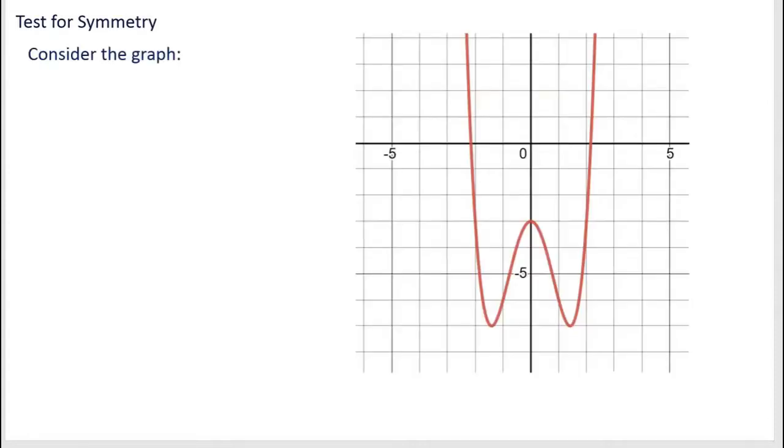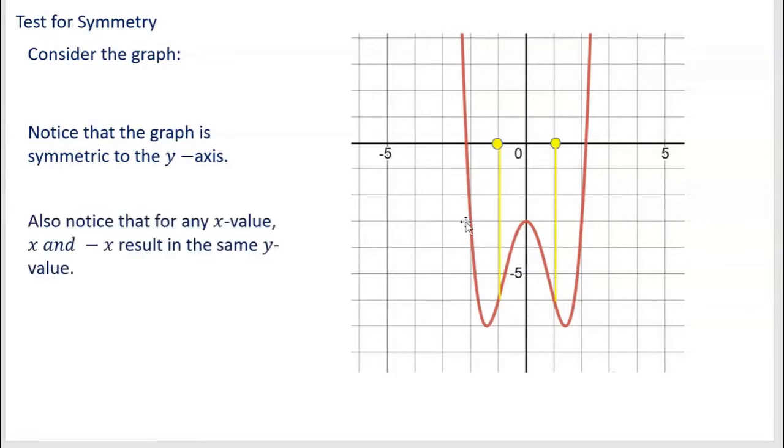I want to take a few minutes to talk about tests for symmetry. So I want you to take a look at this graph. Now, if you'll notice, it looks like a mirror reflection through the y-axis. You see the pattern on each side of the y-axis. So this particular graph has y-axis symmetry.